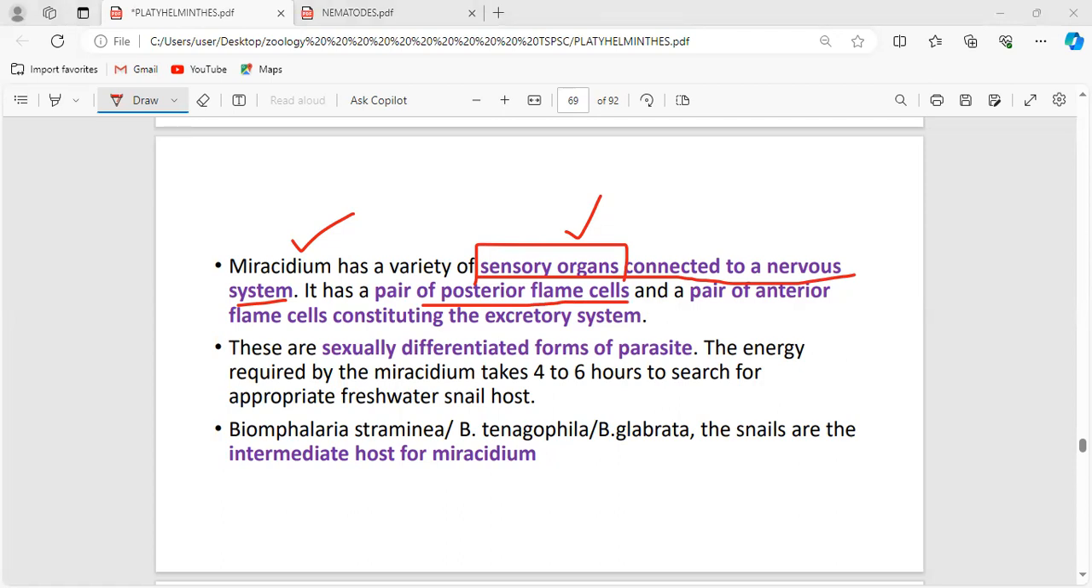What are flame cells? Kindly please be regular to the class and please be on time.